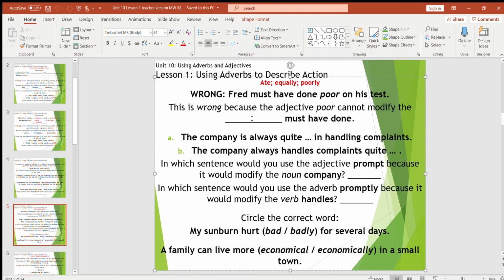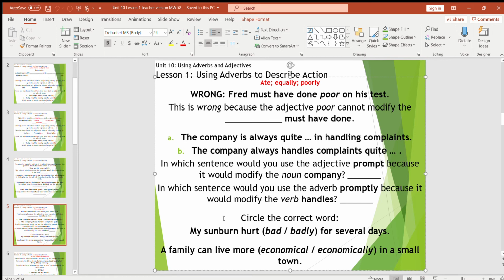So the company is always quite blank in handling complaints versus the company always handles complaints quite blank. Which sentence would you want to use the adjective prompt because it's modifying the noun company? A, right? The company is always prompt. Well, which sentence would you use the adverb promptly because it's modifying the verb handles? B, right? Because they handle, how do they handle it? Quite promptly.